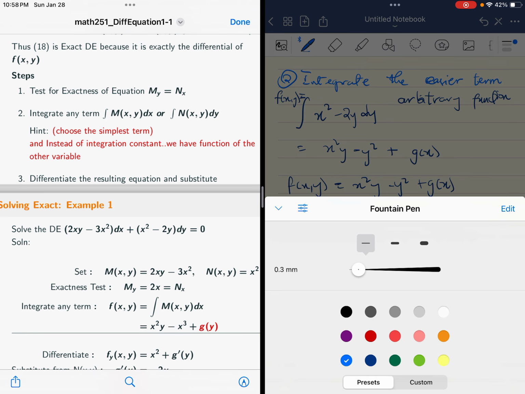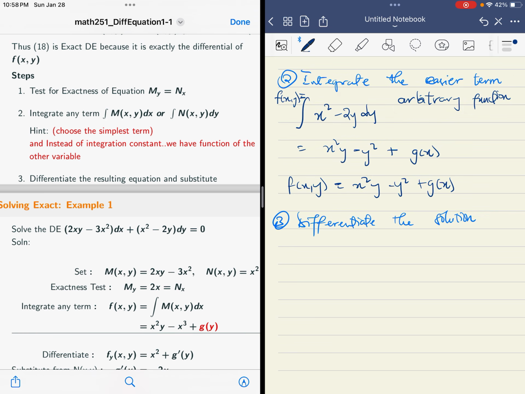So we have f of xy equals all this. So we are going to differentiate with respect to x. Why are we differentiating with respect to x? Because our arbitrary function is in terms of x.